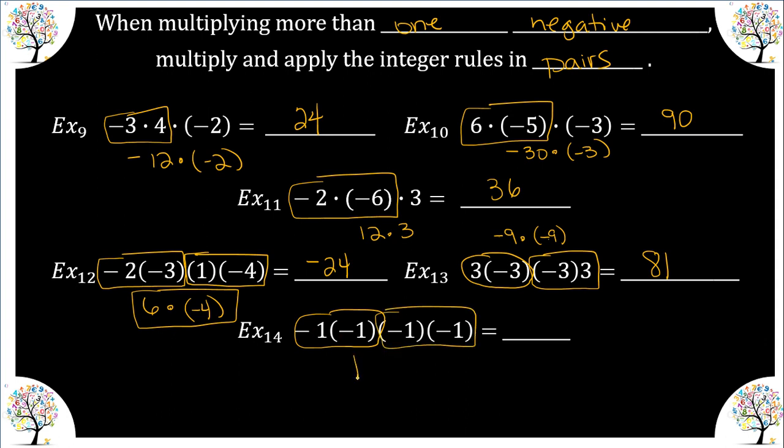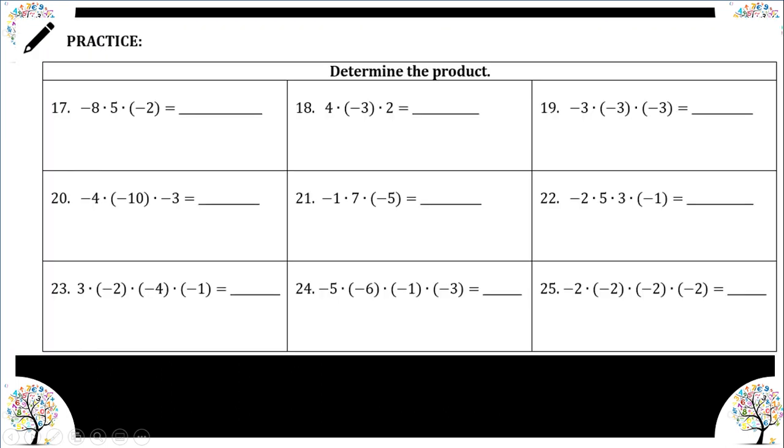Negative times negative is a positive. Negative times negative is a positive. 1 times 1 is 1. Okay, now pause the video to complete these questions, and then we will move on to the last part of our lesson.